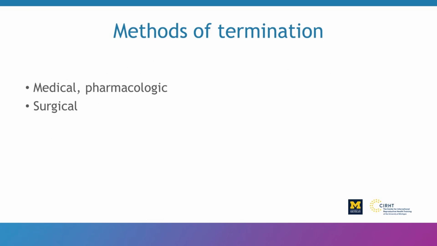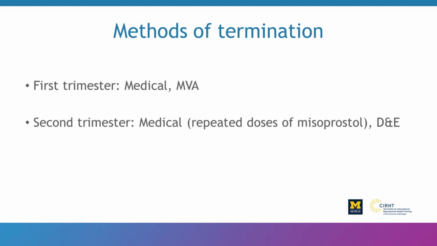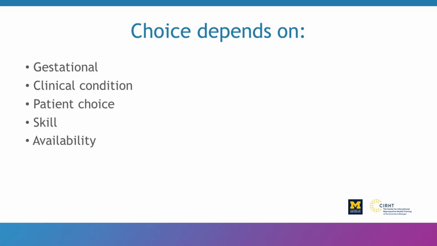So in general, methods of termination of pregnancy are divided into two types. One is medical method and the other one is surgical method. The first trimester could be managed medically or surgically with manual vacuum aspiration. In the second trimester, medical termination with repeated doses of misoprostol and D&E are the appropriate technologies for termination of pregnancy.